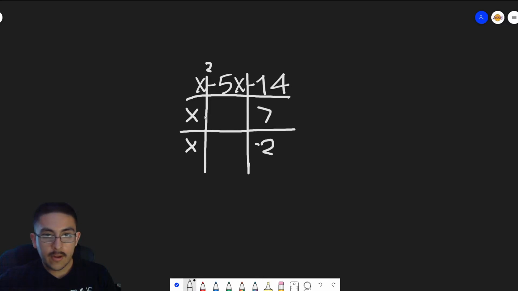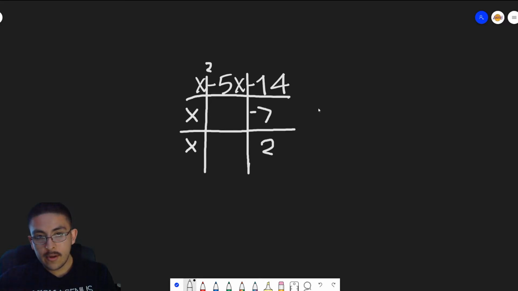So if we multiply across, we're going to get 7x. X times a minus 2, we're going to get a minus 2x. And we've got to remember, they have to add up to minus 5x. So let's add these up. 7 minus 2 is going to be 5x, but that's not the minus 5x. So all that means is the negative sign is in the wrong spot. So let's put it right here.